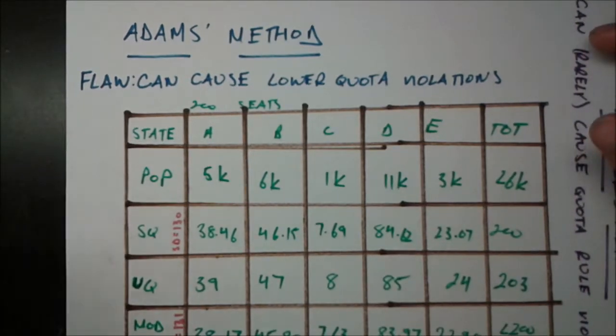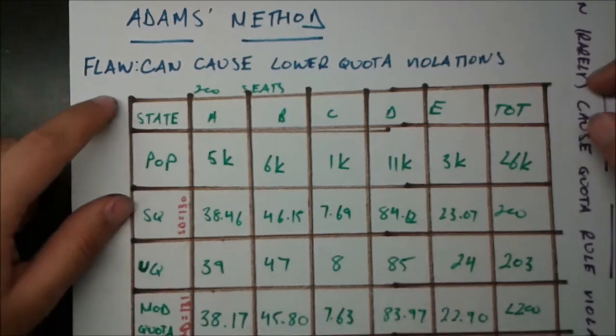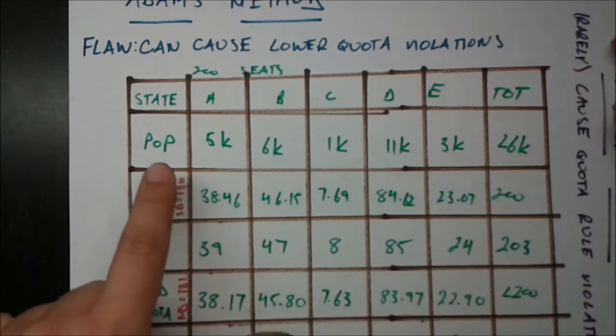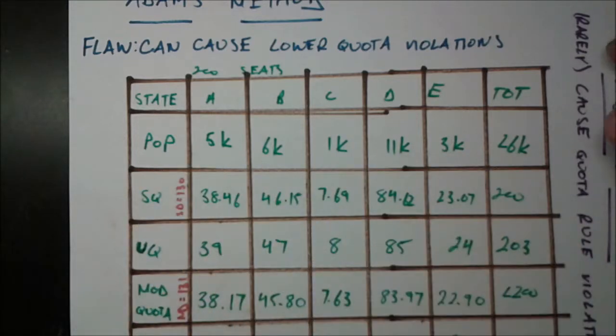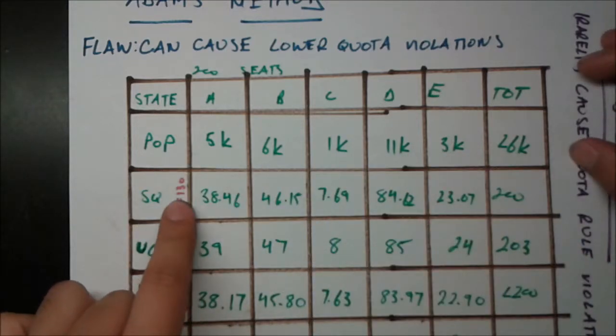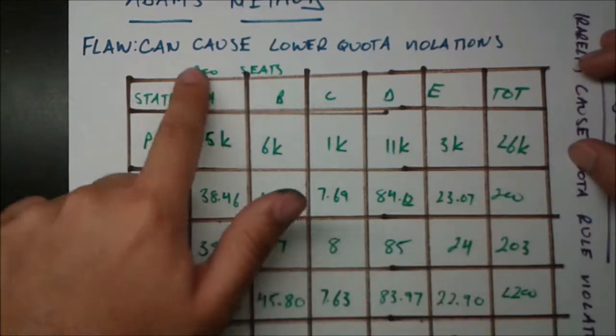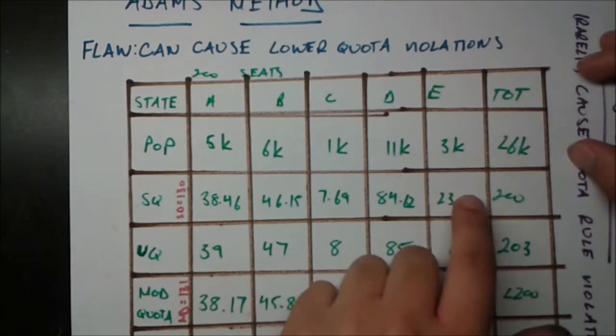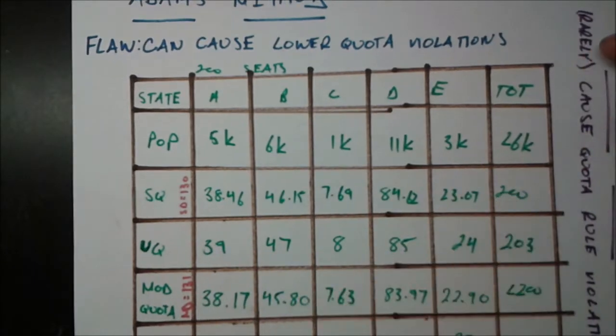So Adams' method is just the opposite of Jefferson's method. If you understood Jefferson's method, you'll understand Adams' method. So here we have a new table. Again, the total is 26K, but how I've divided it between the different states is a little bit different. So again, the standard divisor is 130 because we take 26K divided by 200, which is 130. And we have our standard quotas right here, and they of course add up to 200.